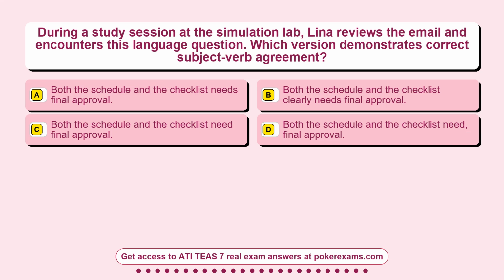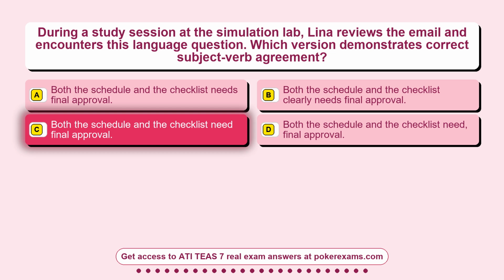Question 19. During a study session at the simulation lab, Lena reviews the email and encounters this language question. Which version demonstrates correct subject-verb agreement? Option A. Both the schedule and the checklist needs final approval. Option B. Both the schedule and the checklist clearly needs final approval. Option C. Both the schedule and the checklist need final approval. Option D. Both the schedule and the checklist need final approval.